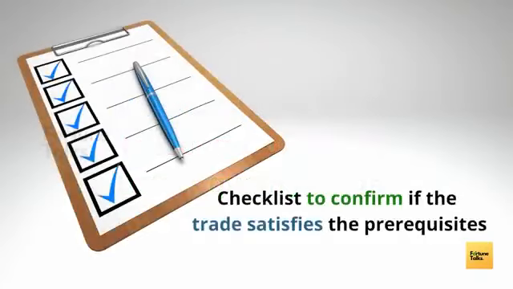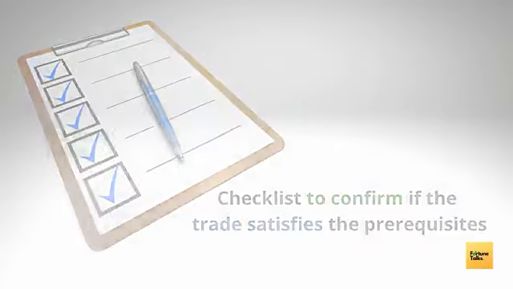So what if we have a checklist or a framework for every trade that we consider? The checklist would act as a guiding principle before we initiate the trade. The trade should comply with the conditions specified in the checklist. If it does, we take the trade. Else, we drop it and look for another trade opportunity that complies with the checklist.